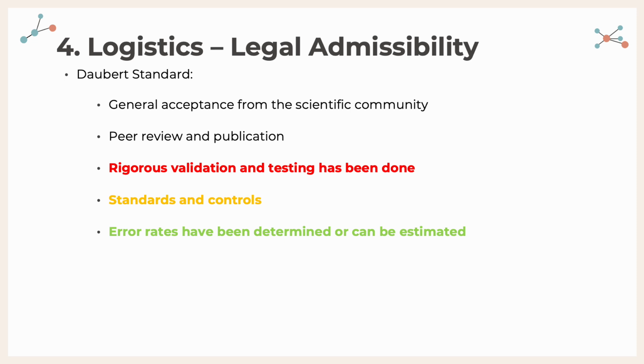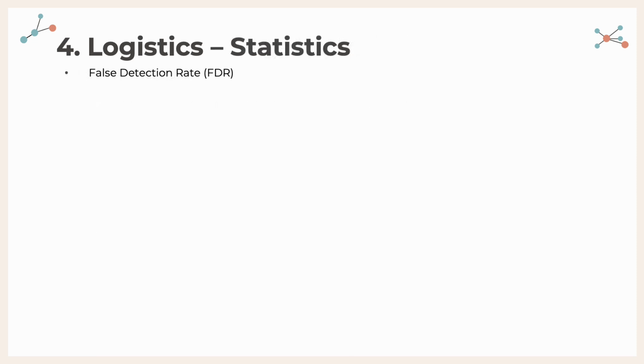This actually, it has passed. There is something called the false detection rate, which is used to estimate and determine error rates. So let's move on to the statistics of it all. The error rate, which is associated with the false detection rate. This is a method for determining the score threshold.